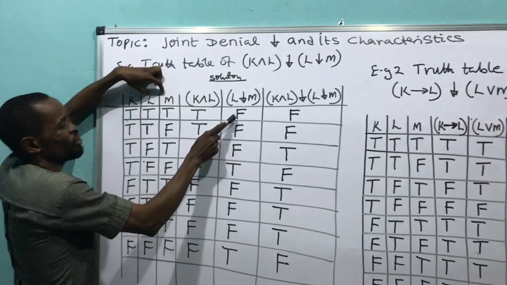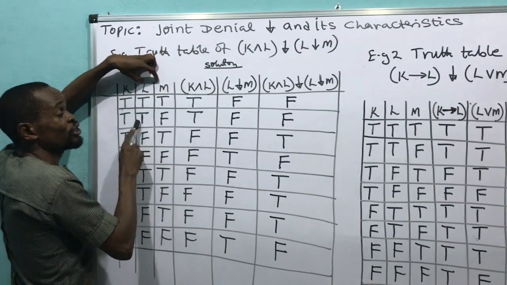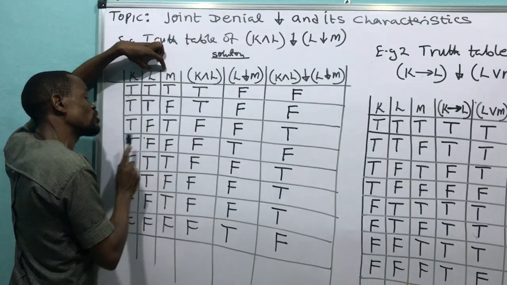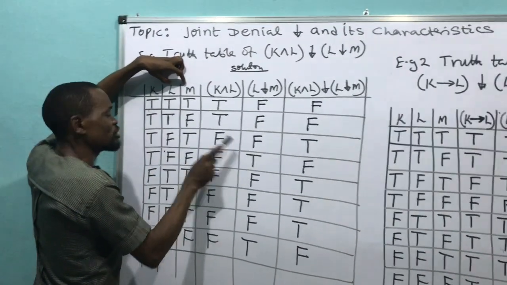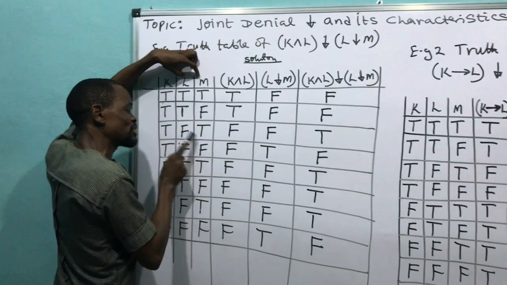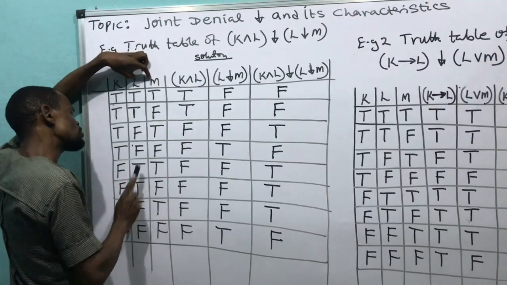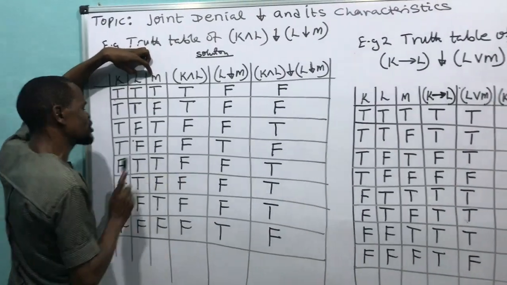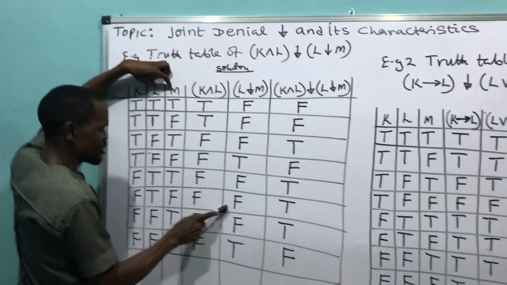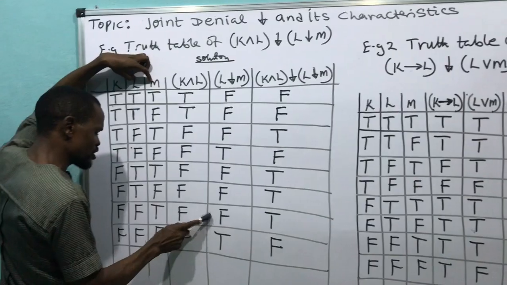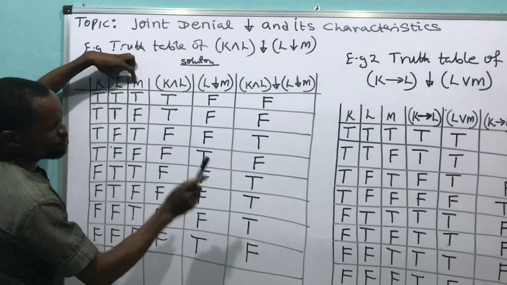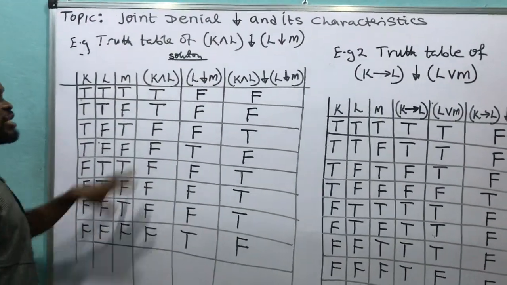True, true, it is going to be false. True, false, which is now multiplication, gives me what? False. False, true gives me false, which is the multiplication, 0 times 1 is 0. Then false, false, it changes to be true. True, true, it changes to be false. True, false is false. False, true is false. False, false is true. Have you seen it now? I have finished this one now.